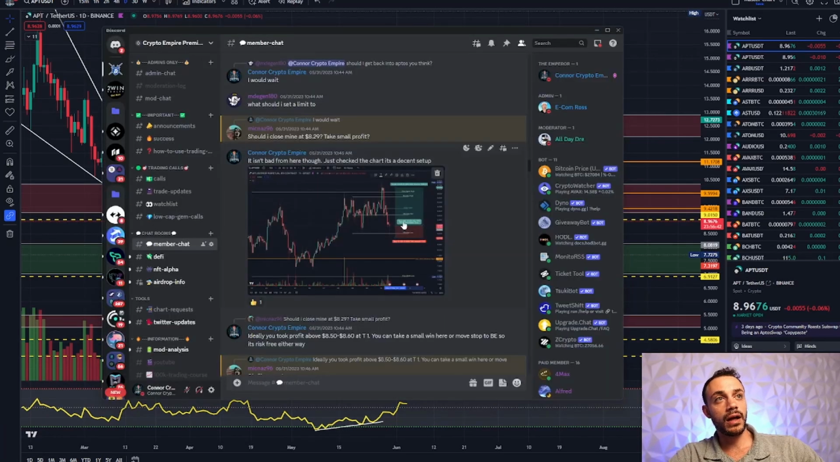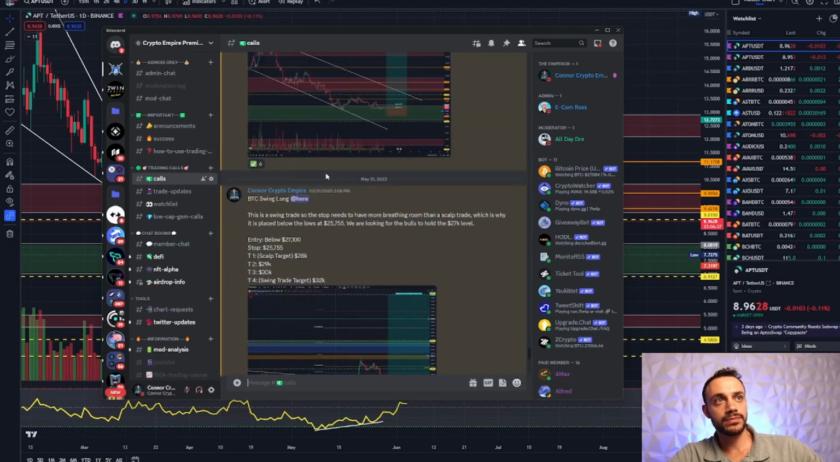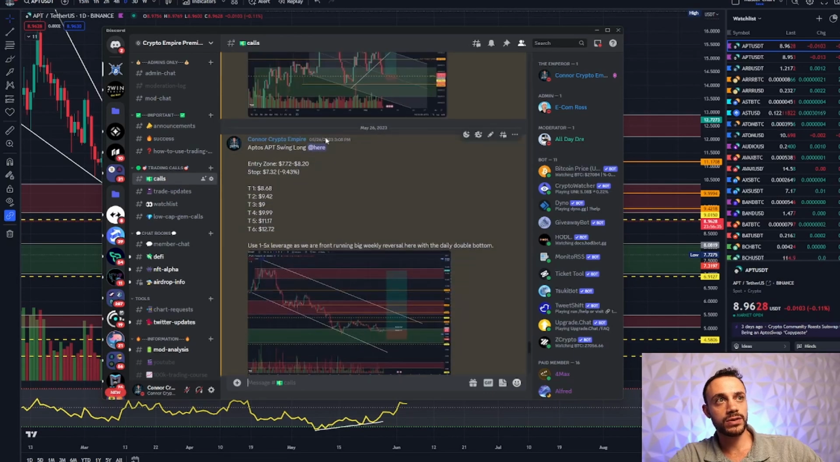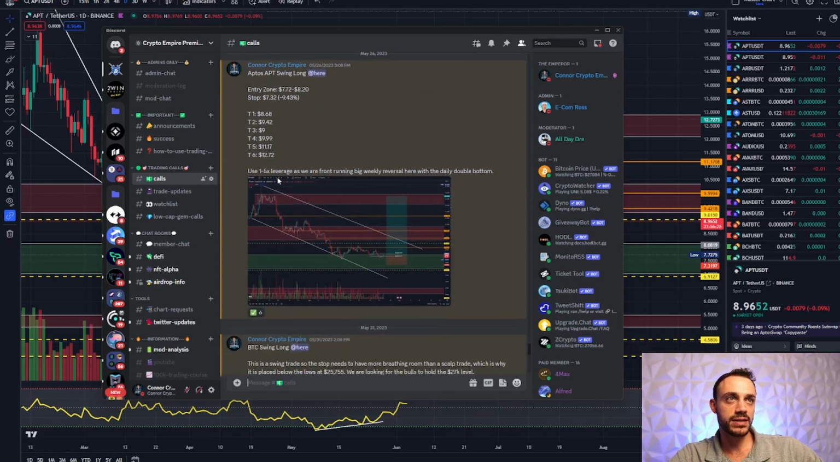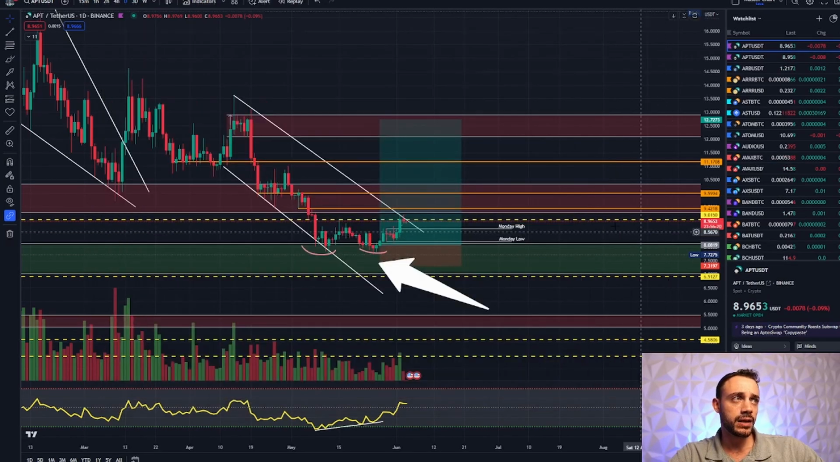So this isn't necessarily the Monday range trade, but I called APT. This was on May 26th, so about a week ago, Friday, May 26th. I said to enter APT at around $8, all right? That's where the price was at the time. And long story short, our target here of $9 has actually been hit. As you can see, the price is right at around $9.